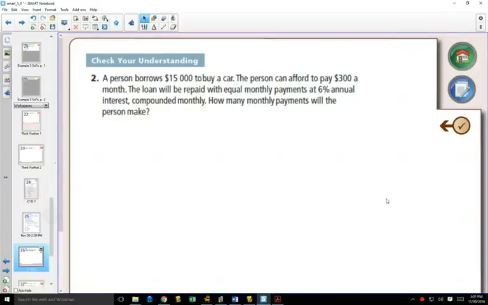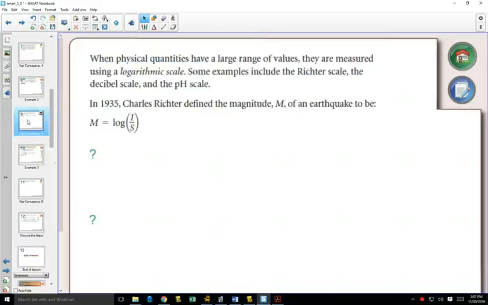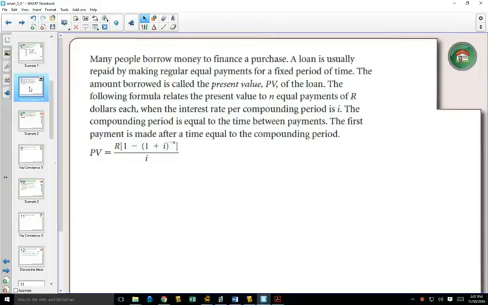So for example 2, they introduce another formula. This formula solves for the present value. The formula that we had before solved for a future value.